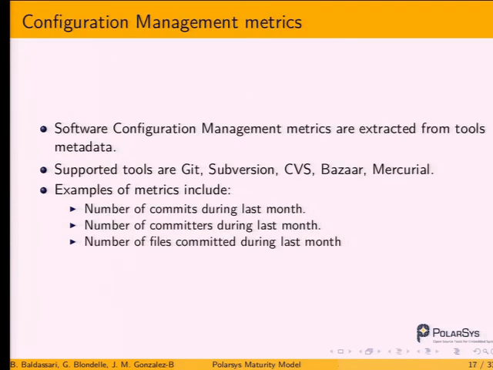For software configuration management, we use the metadata from the tool. So that's Grimoire once again. The supported tools are Git, Subversion, CVS, Bazaar, Mercurial. So there are a lot of tools that we can plug to. And examples of metrics include the number of commits, number of committers, and number of files committed. We can have different time ranges if we want.